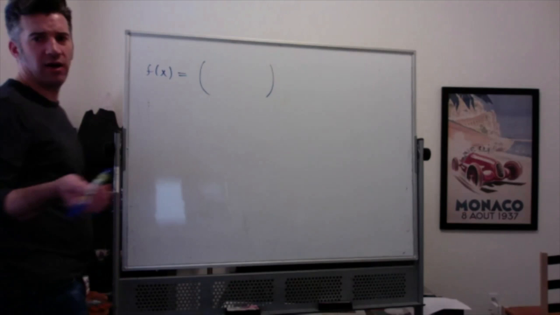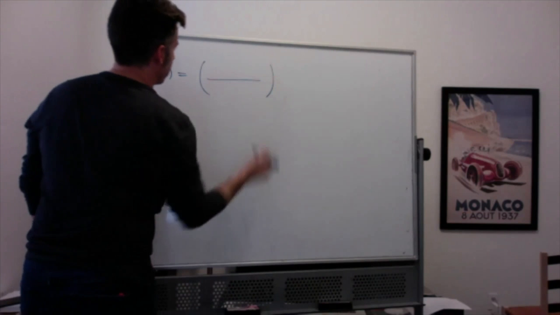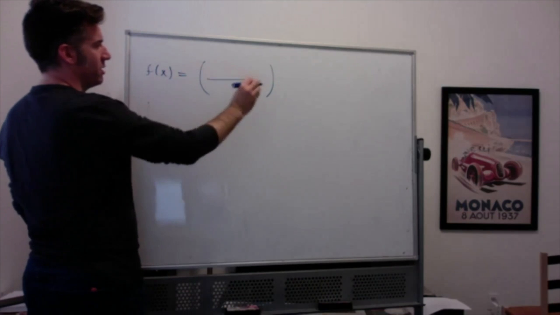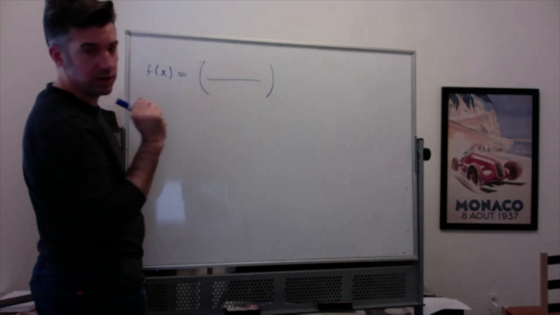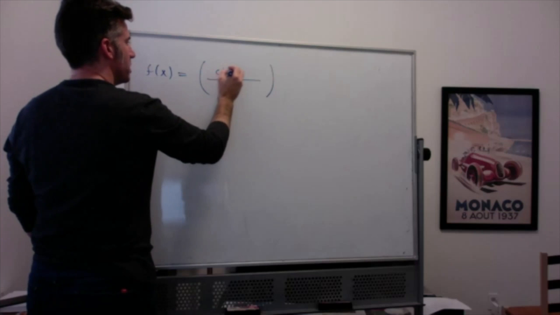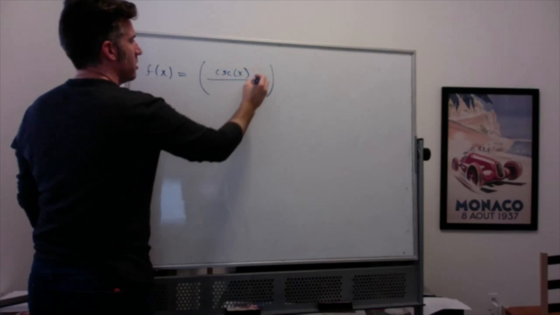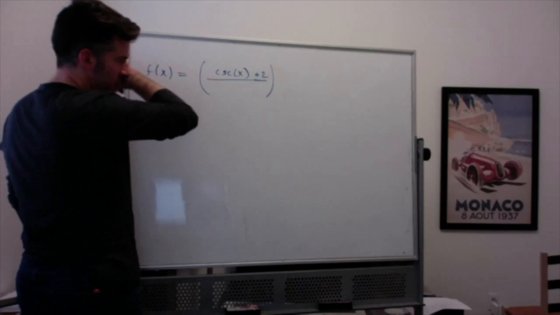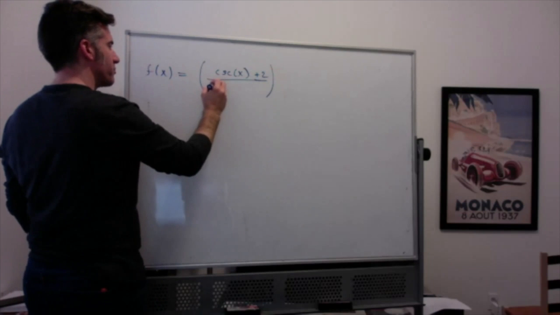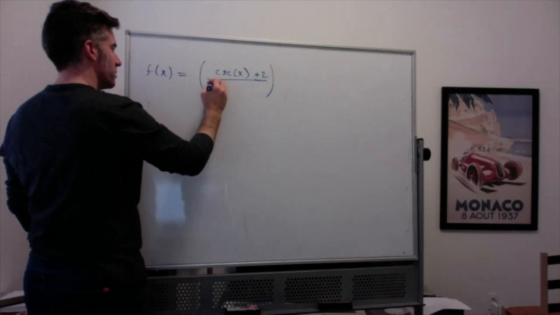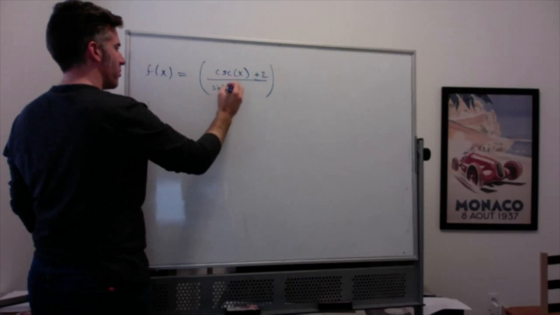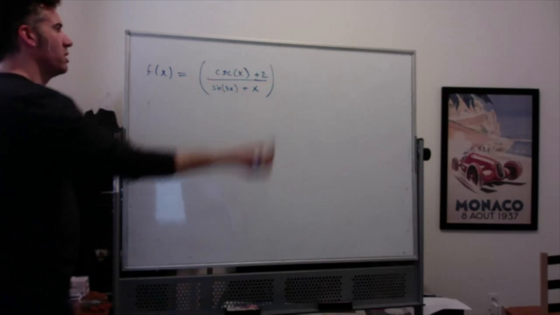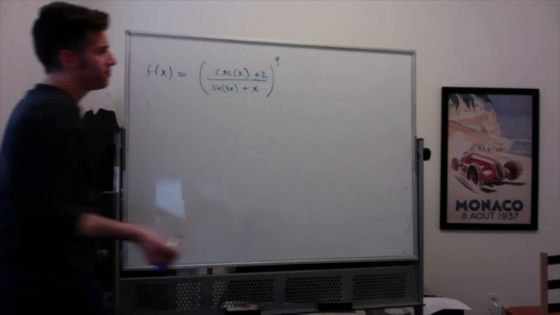So let's do the derivative of some terrible quotient like, how terrible do I want to make this? Let's go that way. Let's go cosecant of x plus 2 all over, I'm going to make it real fun, sine of 3x plus x to the 9th power.